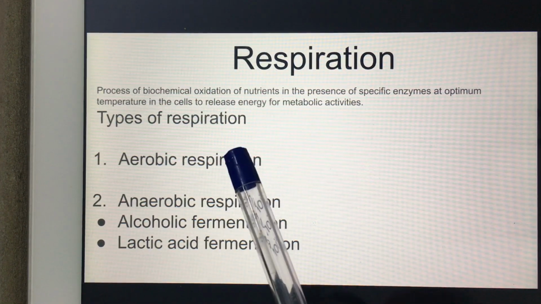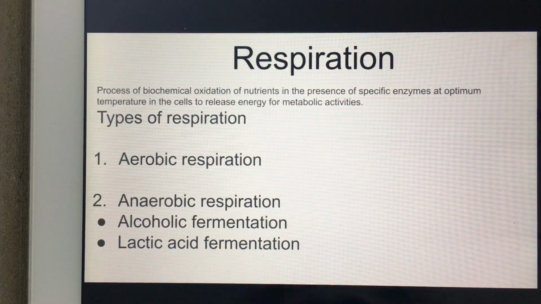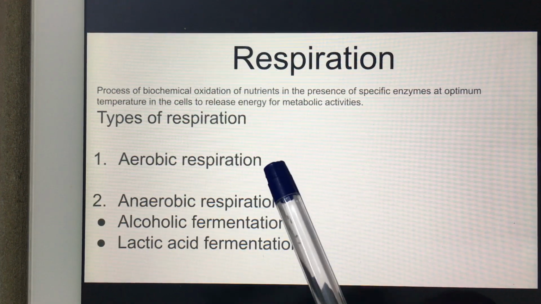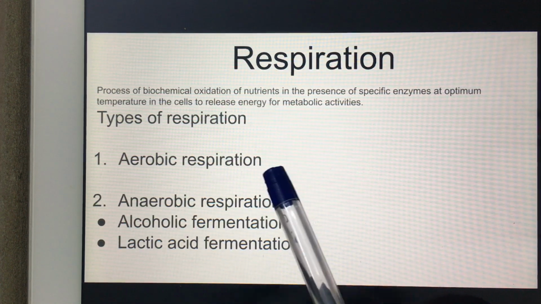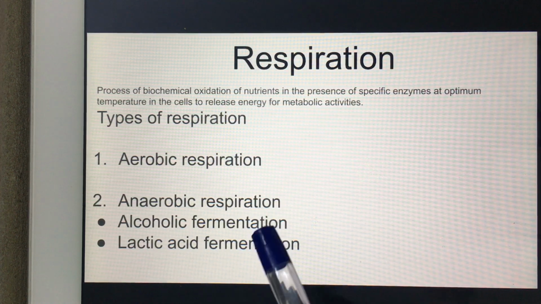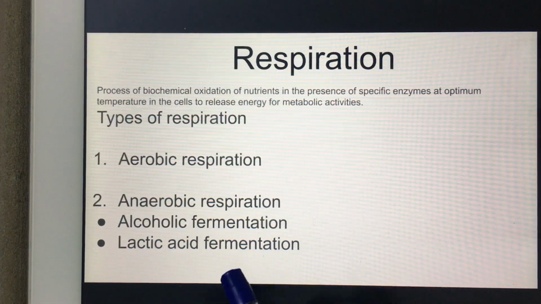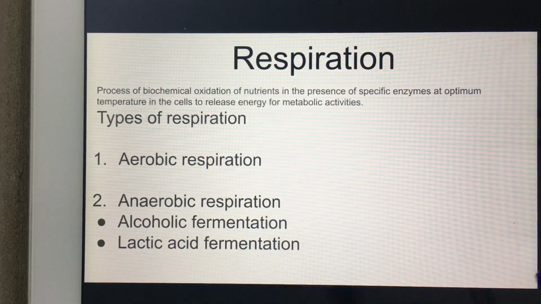Now let's see the next part, that is types of respiration. There are two types of respiration. One is aerobic respiration. In aerobic respiration, the glucose completely oxidizes and produces 38 ATP molecules. While in anaerobic respiration, there are two different categories. One is alcoholic fermentation and the other one is lactic acid fermentation.